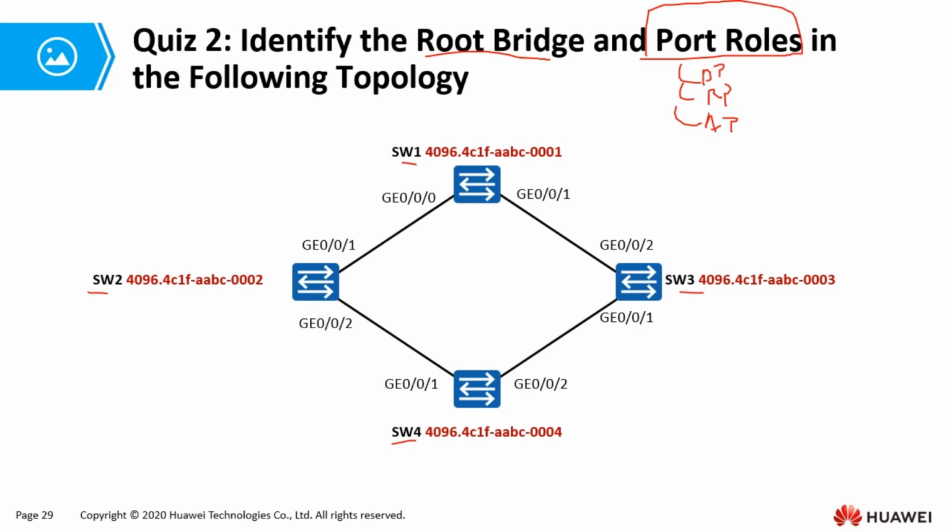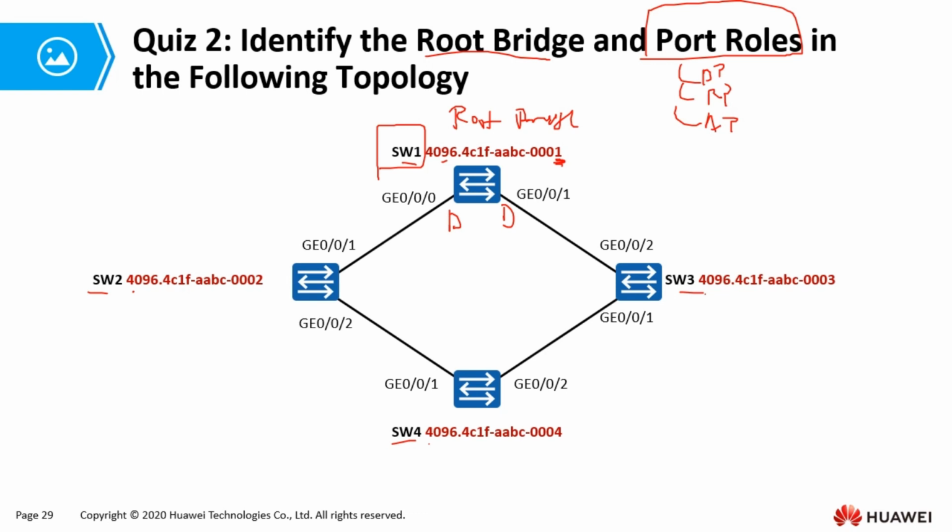So the first one, who will become the root bridge? Again, we're looking at the bridge priority. So all four switches have the same priority. So we're looking at the smallest MAC address ID. So that means 001 is the smallest MAC address ID compared to the others, right? So that means your switch 1 will become the root bridge. Okay, after you determine the root bridge, immediately here will become your designated port. Okay, because the root bridge will not have a root port.